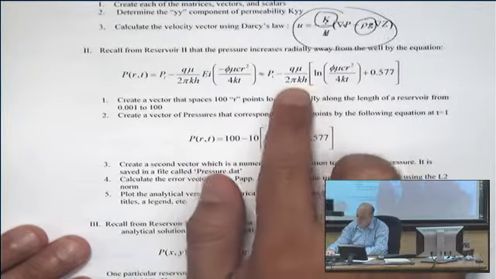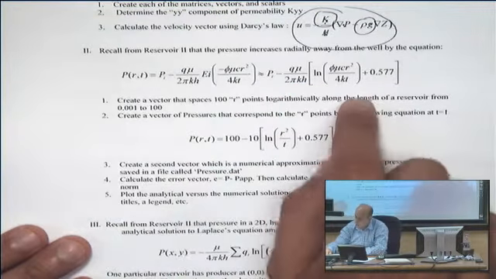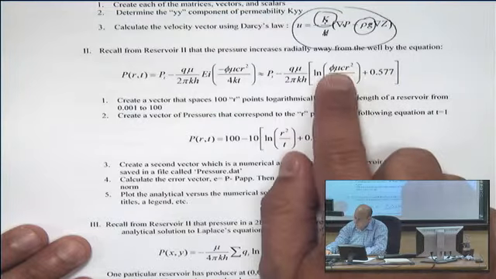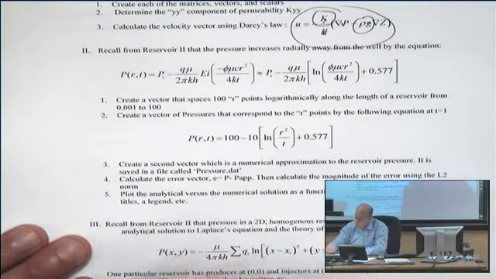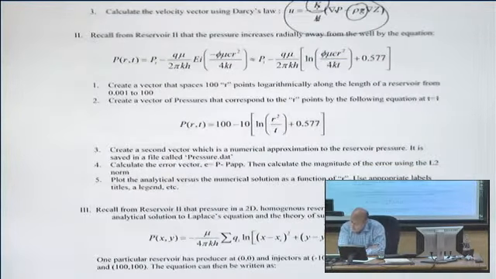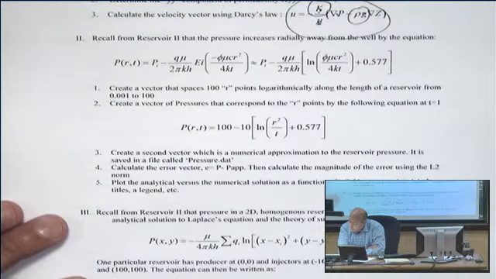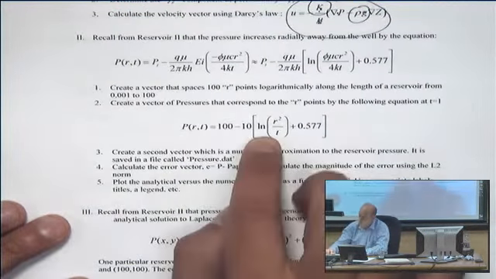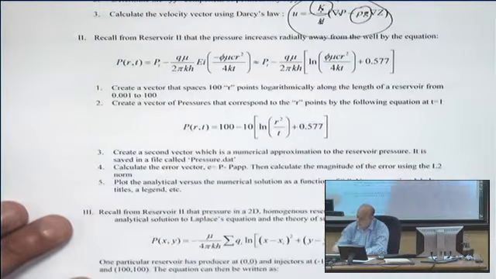So it's p is equal to q over mu, 2 pi k h, ln of phi, the porosity, viscosity, compressibility, r squared over 4kt, plus 0.577. So that should look similar to you. So what I would like you to do is to make a plot. So first, create a vector that goes from 100 r points logarithmically. This is kind of a log plot, so it's good to do a logarithmic length from 0.001 to 100. Maybe we have to use logspace for that. Then we want to create a vector of pressures that correspond to the points r by the following equation. So we're going to use this equation and the r values to create p.